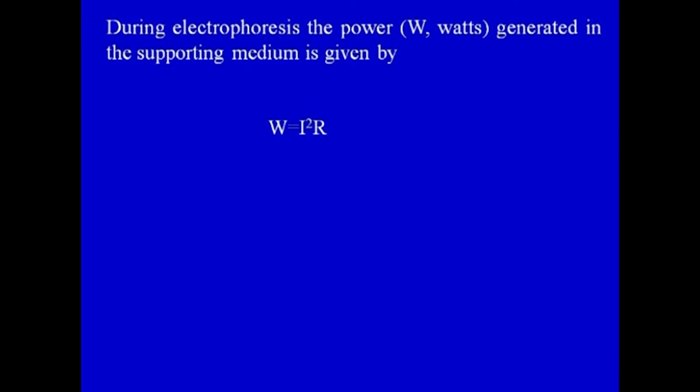But there is one very big problem here, which comes out as you increase the applied voltage, and that is the generation of heat in your electrophoresis apparatus. During electrophoresis, the power generated in the supporting medium will be given by this particular equation, that is W = I²R, and most of the power which is generated here is dissipated as heat.